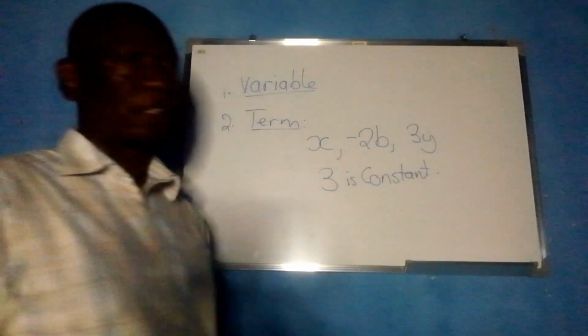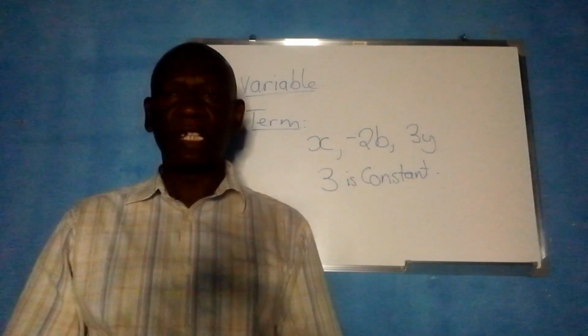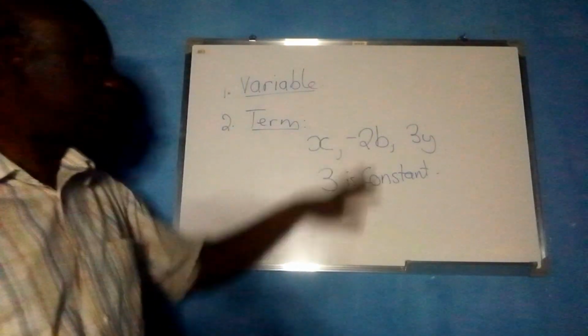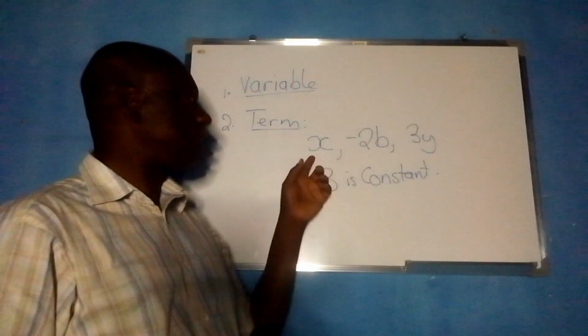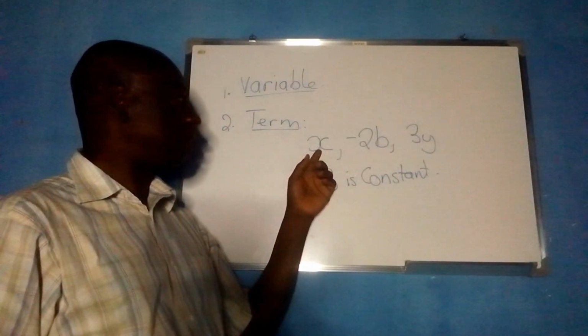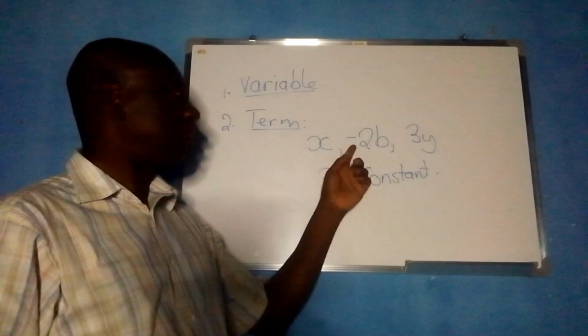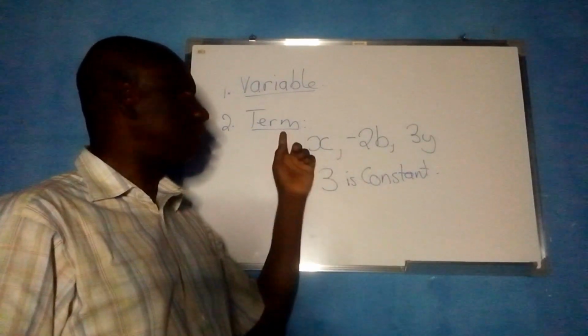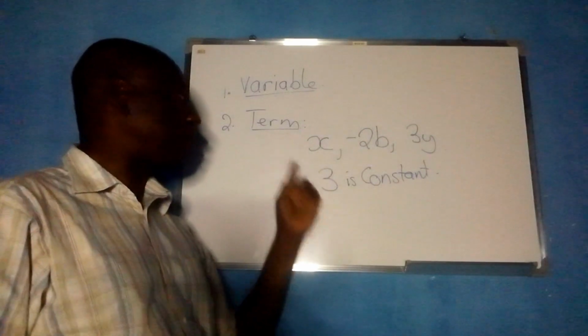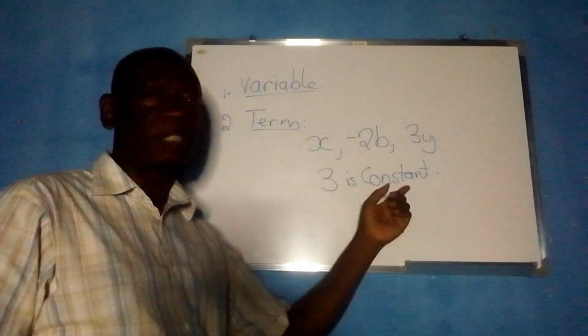It is called a constant. So, what do we see now from here? We see that there is a variable there, it is called a term. There is -2b, it's called a term. There is 3y, it's called a term. When it comes to these 3, it is called a constant.